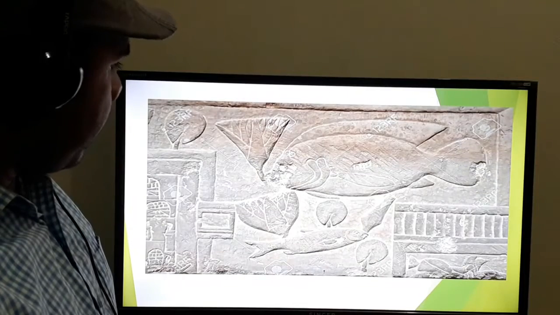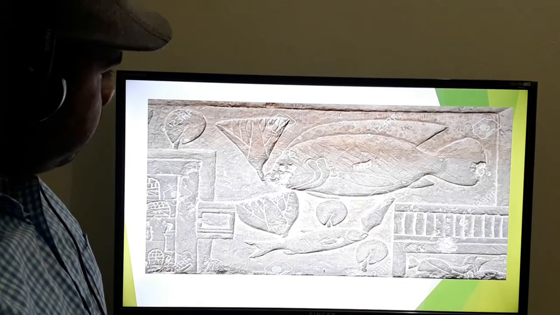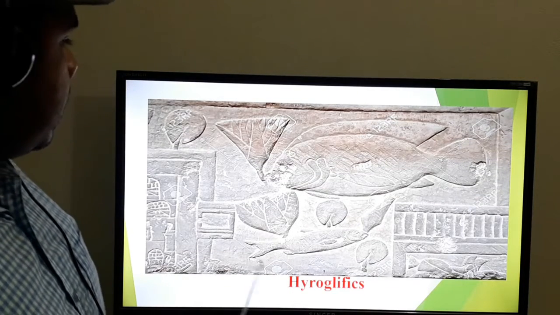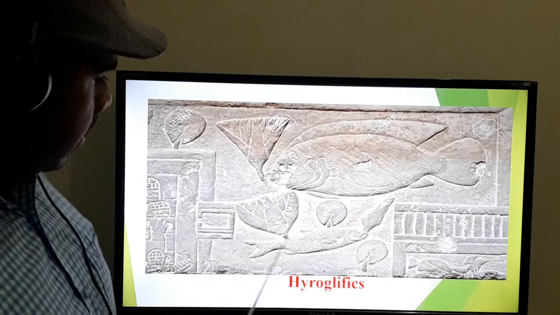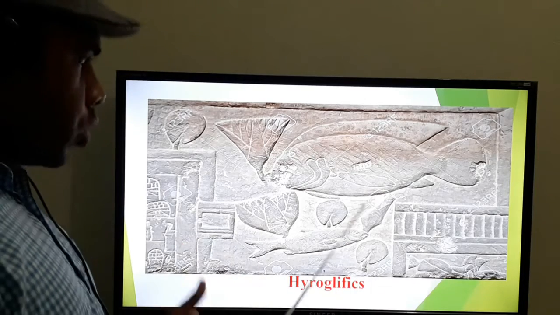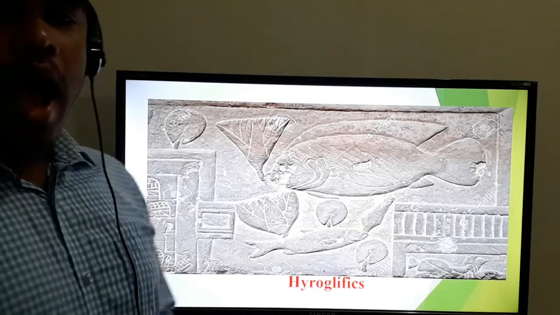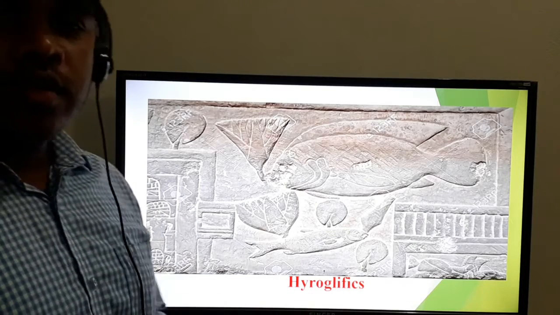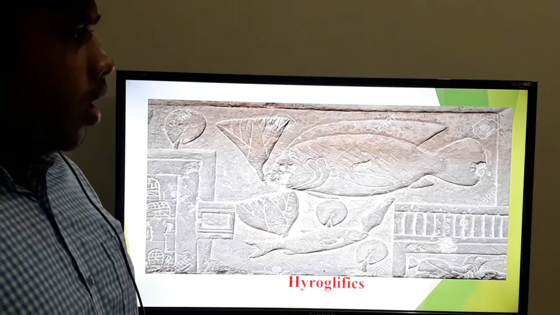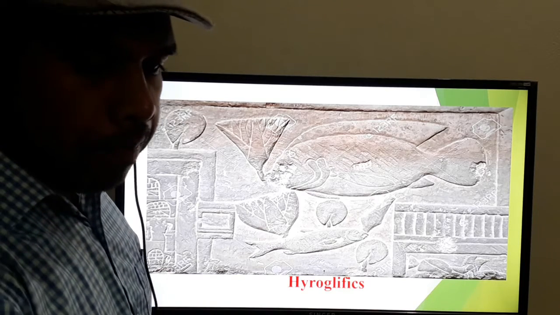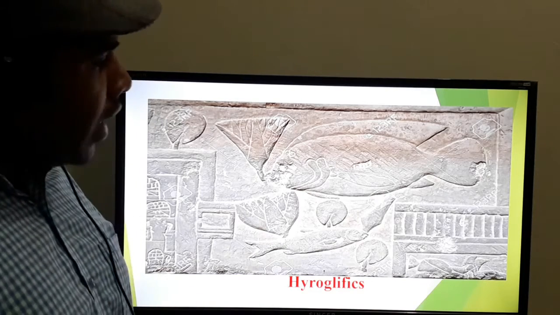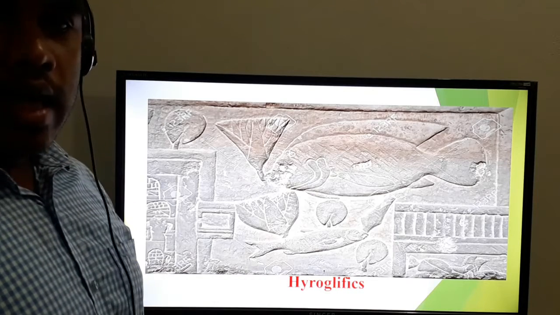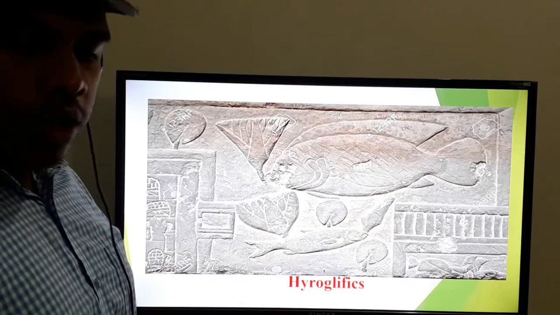There is another picture for you. You see there are some pictures that have been printed, inscribed, and it is on stone. That is called hieroglyphics. So these are the ancient forms of written documents. When writing materials were not available, people used these to keep their written documents.